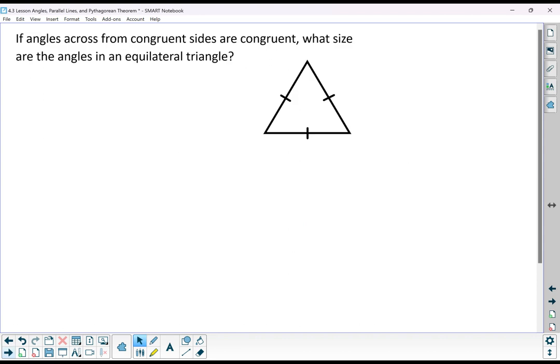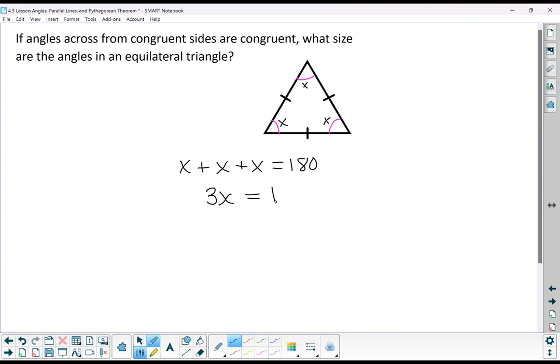If the angles across from congruent sides are congruent, what size are the angles in an equilateral triangle? Well, since this side and this side and this side are all equal, we know that these three angles have to be equal. But because of the angle sum formula, we know that all of those angles have to add up to 180. So if we add these angles together, it has to equal 180 degrees. That means 3x is equal to 180 degrees, and that means each of the angles is 60 degrees.